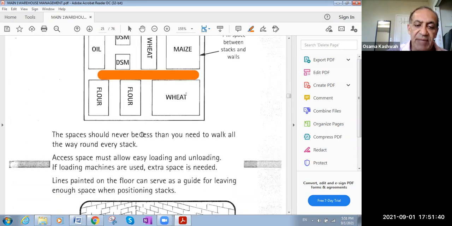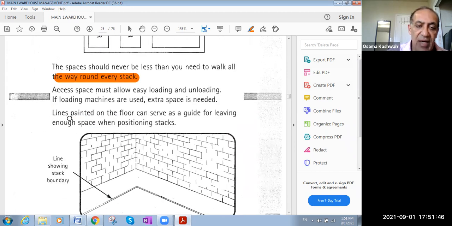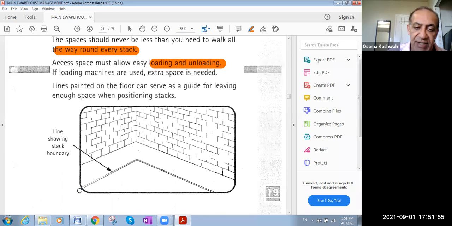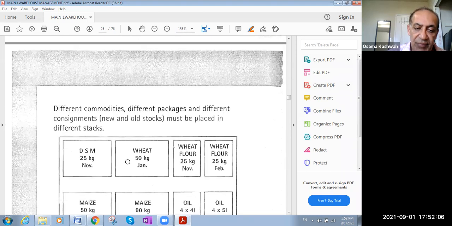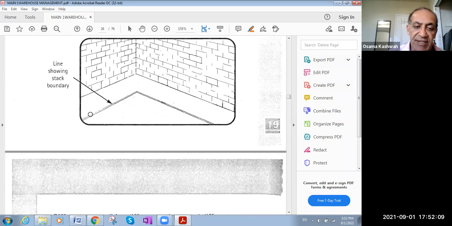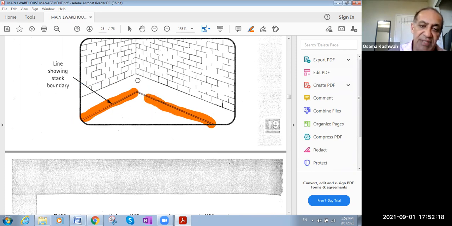The spaces should never be less than what you need to walk all the way around every stack. Access space must allow easy loading and unloading too. Lines painted on the floor showing the stack boundary can serve as a guide for leaving enough space when positioning stacks. These lines show that there should be enough space between the stacks themselves. Notice that there is 1 meter of space from the walls.